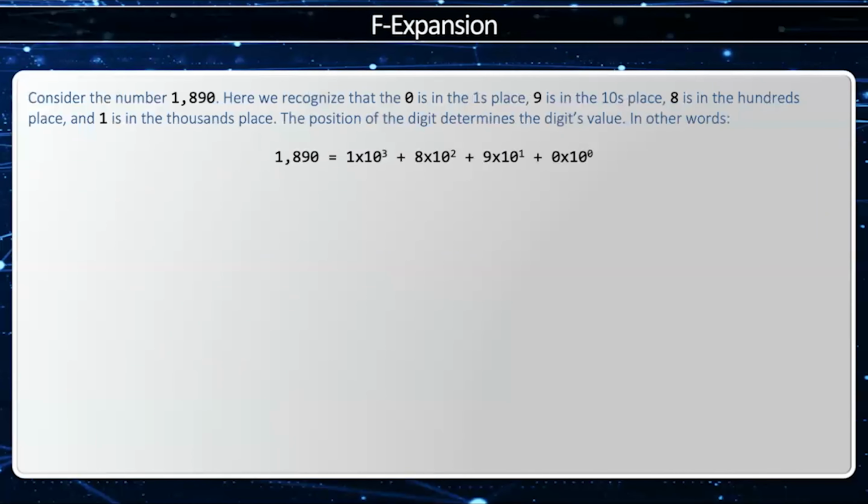So to see how this works, consider the number 1890. Here we recognize that 0 is in the ones place, 9 is in the tens place, 8 is in the hundreds place, and 1 is in the thousands place. The position of the digit determines the digit's value. In other words, 1890 is the same as 1000 plus 800 plus 90 plus 0, or 1 times 10 to the 3, which is 1,000, or 8 times 10 to the 2, which is 100, and 9 times 10 to the 1, which is 10. And it's kind of counterintuitive, but 10 to the 0 is actually 1.